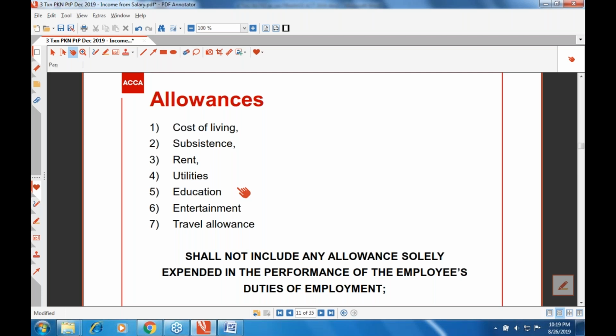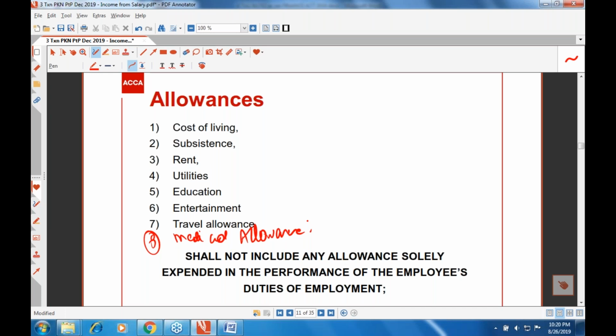Okay, I'm holding for a second. There's a student having a question. Yes, Imad, please go ahead. Okay, Imad is asking a question: why is medical allowance not mentioned? Okay, that's my mistake. Medical allowance should also have been mentioned here. I missed out on that. Anyways, now let's see.